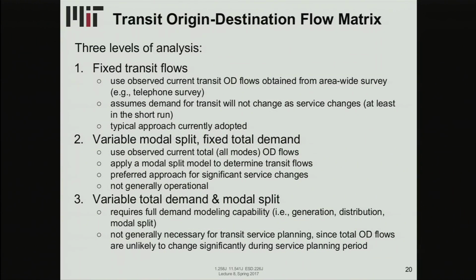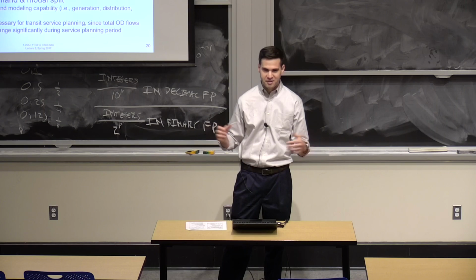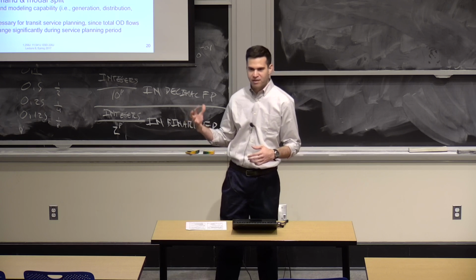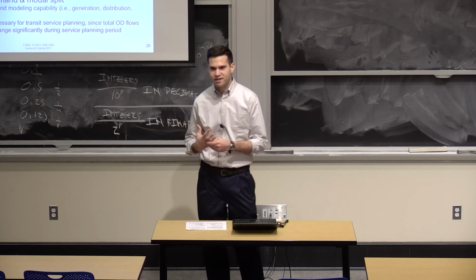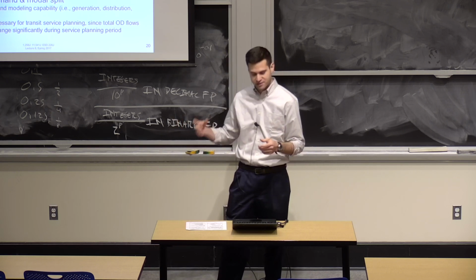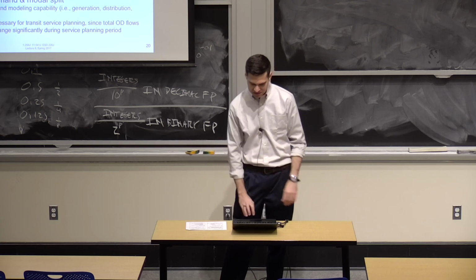And there are 3 levels of analysis for how to use 3 levels of detail on the OD matrix. The first one is fixed transit flows. So again, in order of sophistication, starting with the least sophisticated, fixed transit flows. So we look at the current transit OD flow. This could be from a telephone survey or from any kind of survey, or we have now modern techniques based on AFC and inference models that we will discuss shortly in the next few lectures.